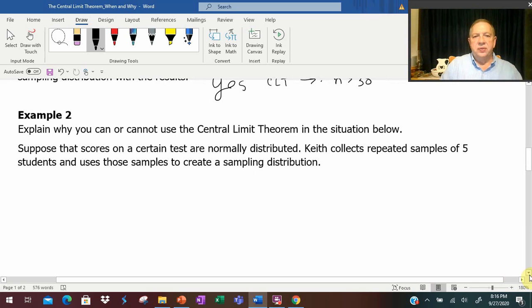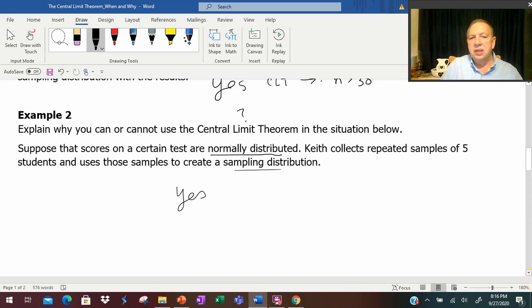Why or why not the CLT? Suppose that scores on a certain test are normally distributed. I like that word. Keith collects repeated samples of 5 students and uses those samples to create a sampling distribution. So for each one of these samples of 5, I created an average grade report and used those to create the distribution. So yes, I could use CLT results. Why? The scores are normally distributed, so even though n is equal to 5, this is okay.